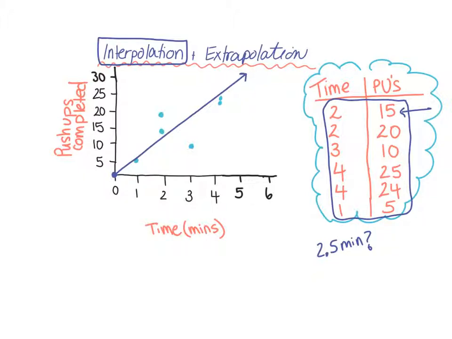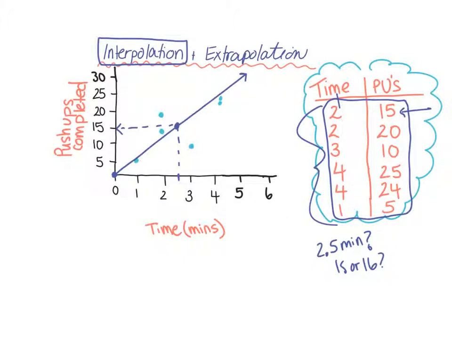Oh, just get rid of those dotted lines. Okay, so 2.5 minutes, that's here. I would go up to my line of best fit and use that as my predictor, and I would say we could do around, I think my line went a bit down there, but anyways, maybe 15 or 16 push-ups. It's just an estimate, and it's interpolation because it's within these x values.